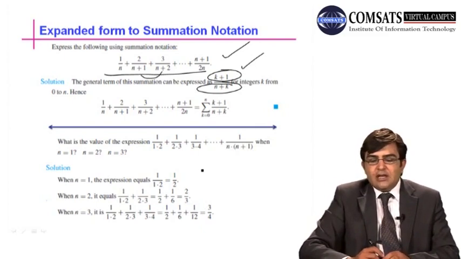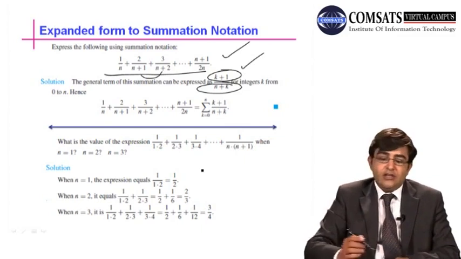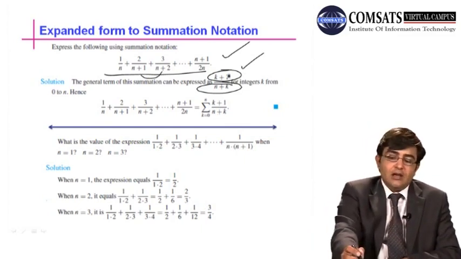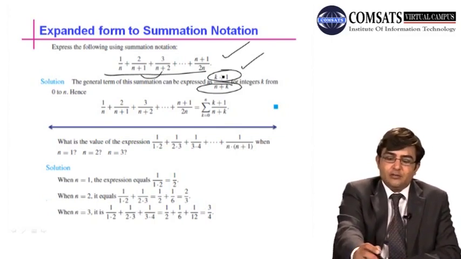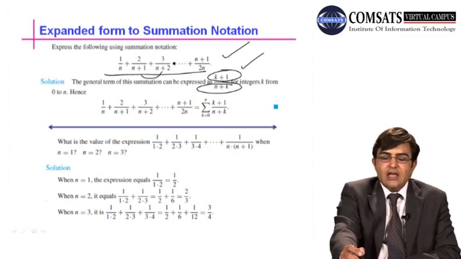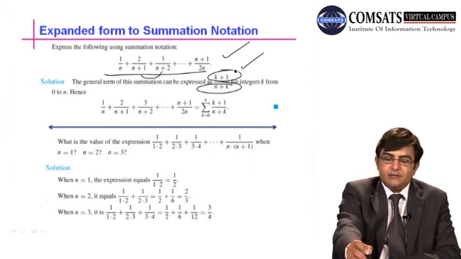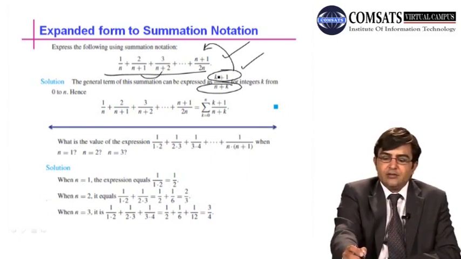If we put k is equal to 0, for example, here we can obtain the first term. If we put k is equal to 1, we can obtain the second term. If we put k is equal to 3, we can obtain the third term, and so on. At the end we should put k is equal to n, so that we shall obtain this term. If we put k is equal to n, then we obtain n plus 1 over n plus n, which is 2n.